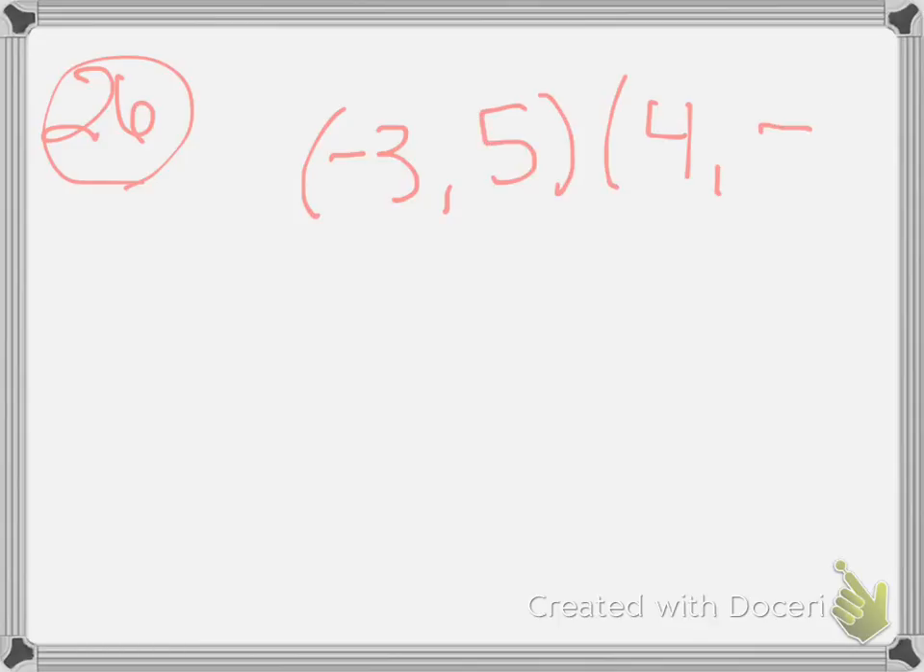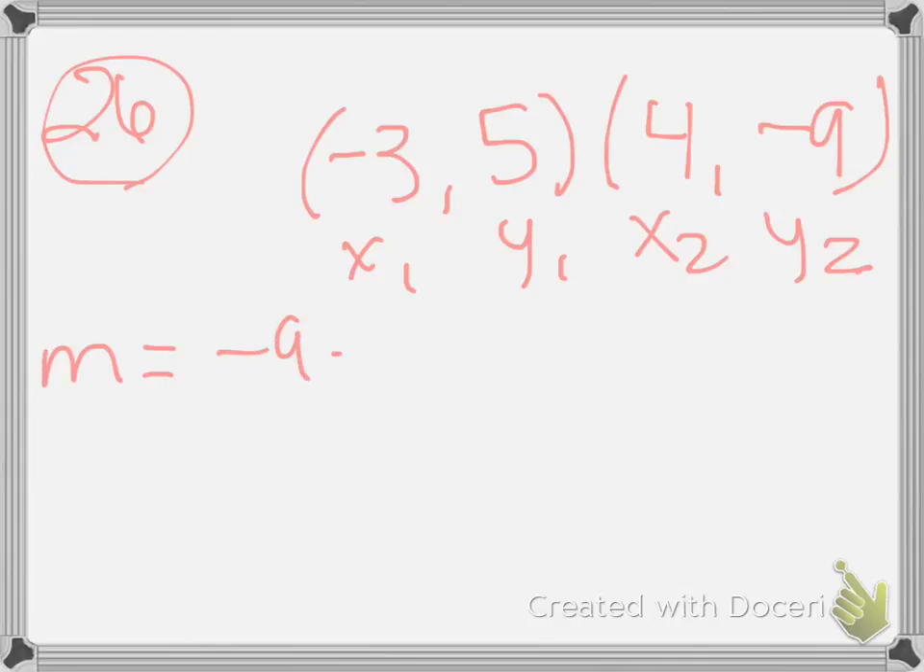Number 26, I'm not going to do all of it for you because I just showed you how to use the point-slope formula on number 25, but I will help you get started. In this question, they just give you 2 points. I would suggest labeling them first. And we need to find the slope. So we say m = (-9 - 5) over (4 - (-3)).